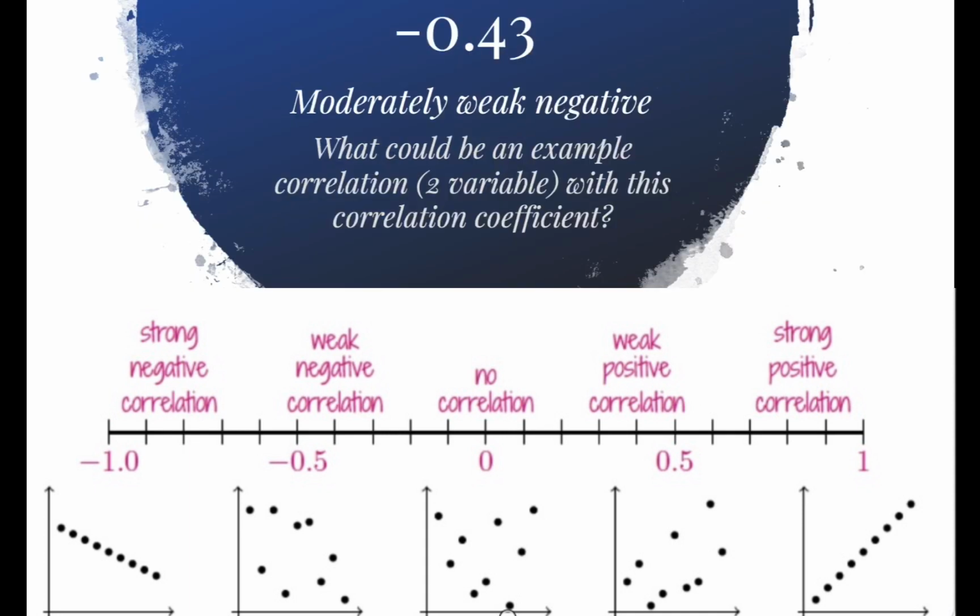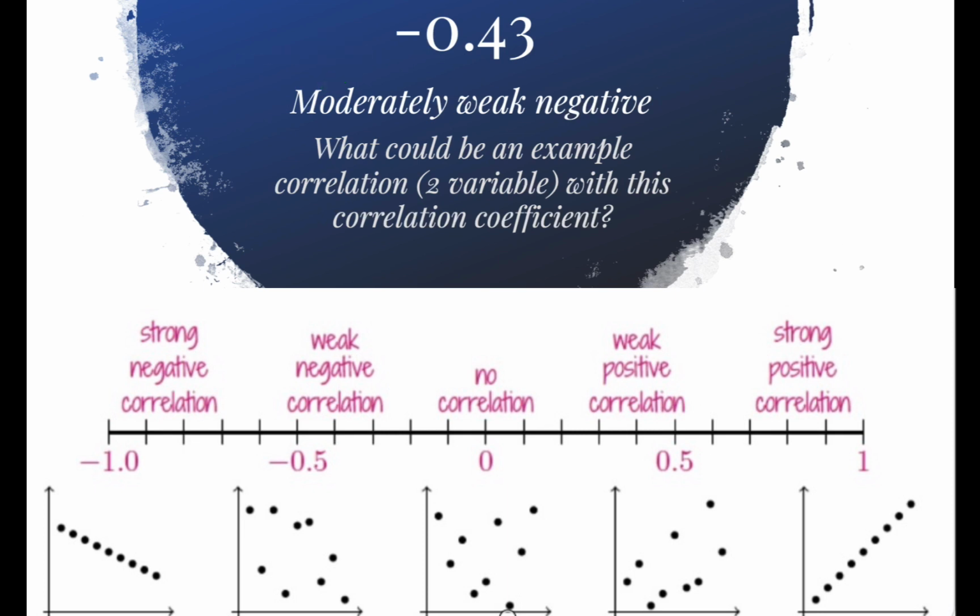All right, let's look at the next one. Negative 0.43. Negative 0.43. Okay, so cover the number. What direction are we going in? Downward slope, negative. But it's a moderately weak, right?